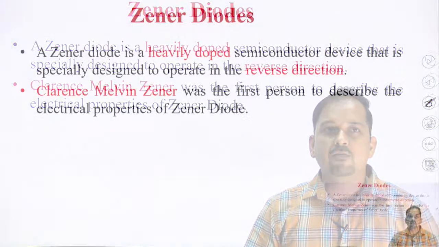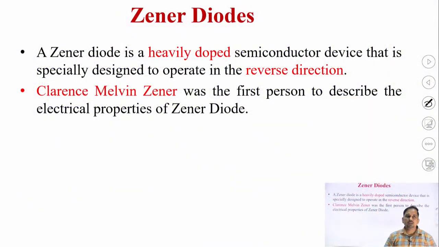It is a heavily doped semiconductor device. Means in this Zener diode, the doping level is quite high in comparison with the conventional P-N junction. These are specially designed diodes which generally operate in the reverse direction or in reverse bias. Melvin Zener was the first person to describe the electrical properties of the Zener diode.